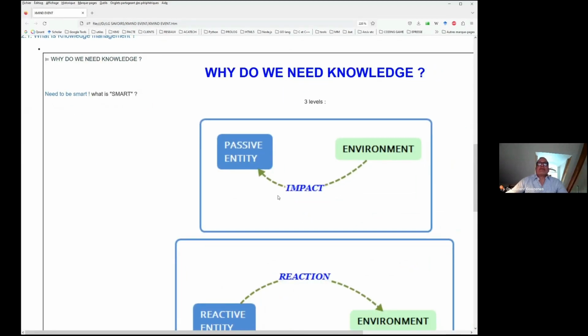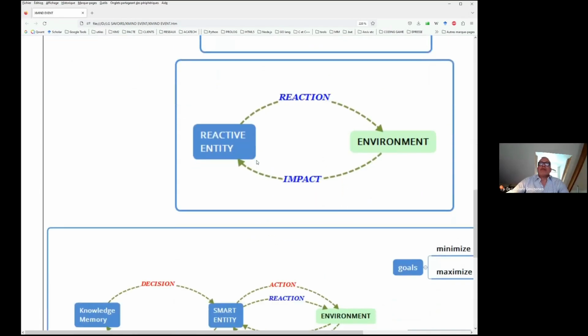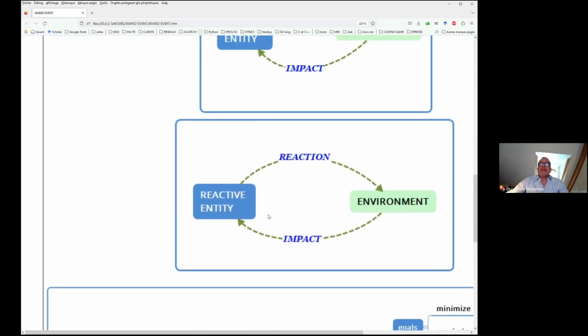And what does it mean to be smart? Because knowledge is being smart also. We compare three kinds of entities. The first one is a passive entity, which receives impacts from the environment, and there is no feedback. The passive entity just receives impact and cannot do anything. We have more reactive entities which receive an impact, and from this impact they make a reaction.